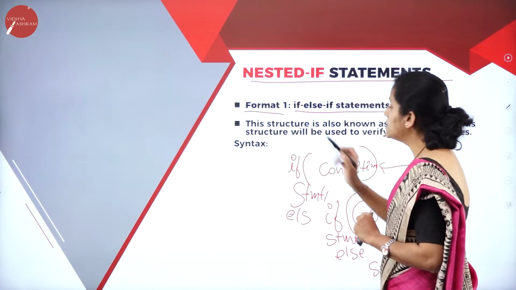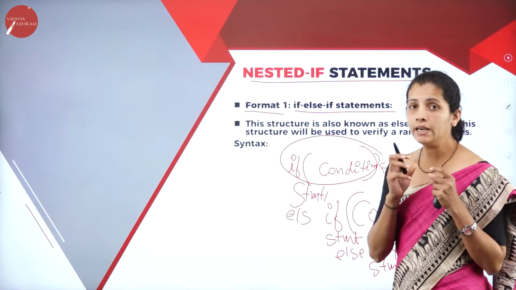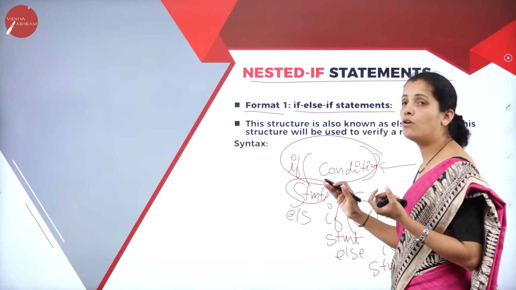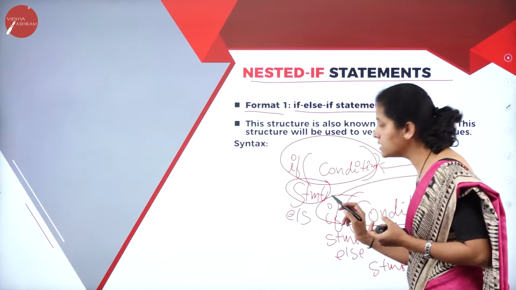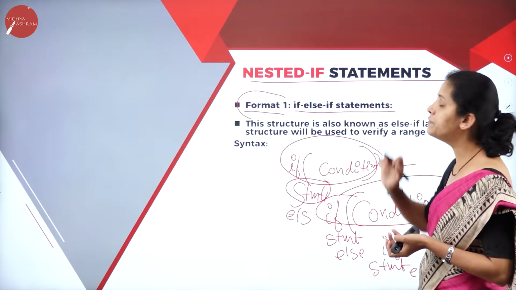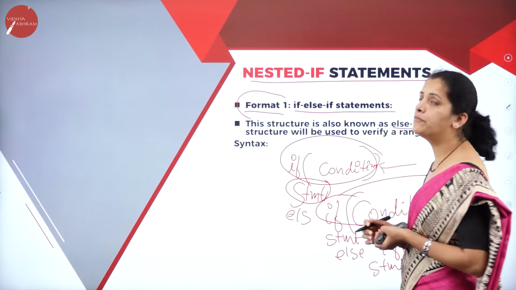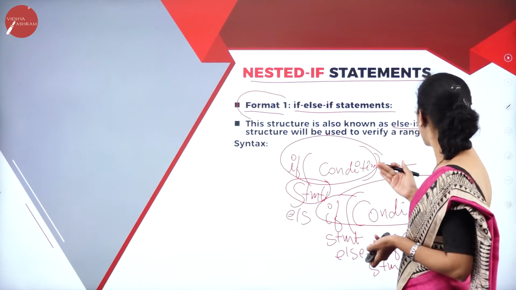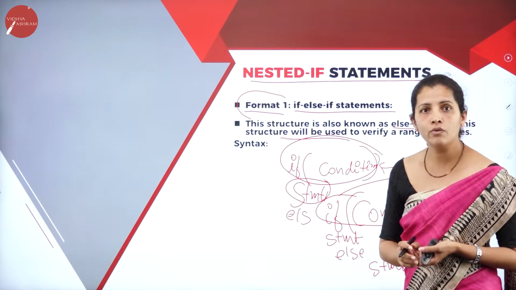So in our first type, that is format 1, at the beginning I'm going to have the if condition. If the given condition is true, execute this statement. If the given condition is false, in my else part, I'm going to write the if condition once again. So this is our first type of nested if statement. This structure is also known as else if ladder. This structure will be used to verify a range of values.